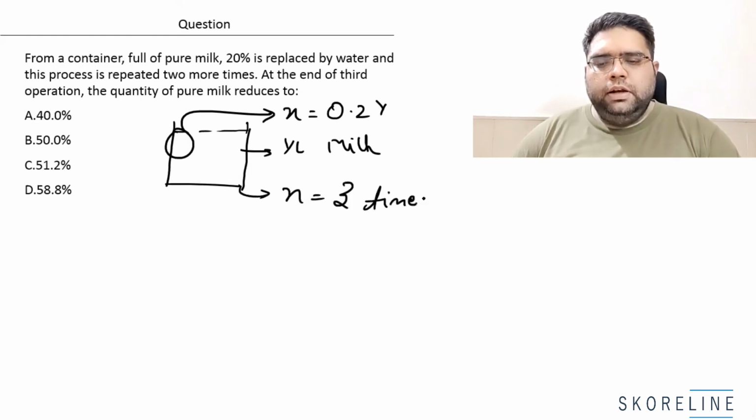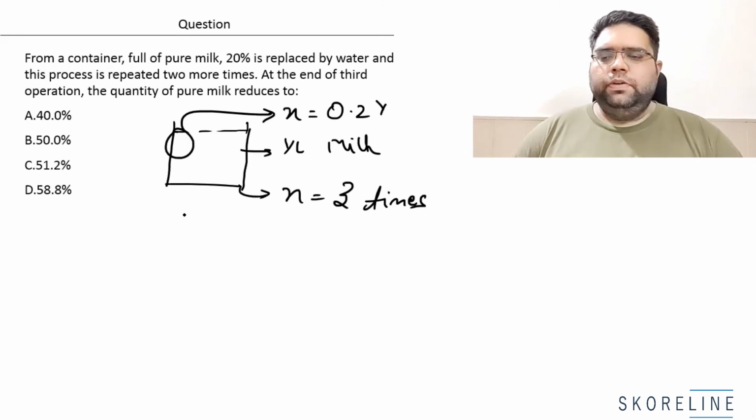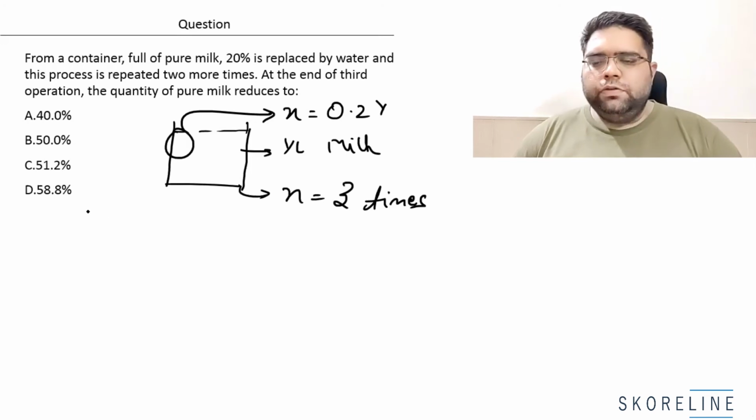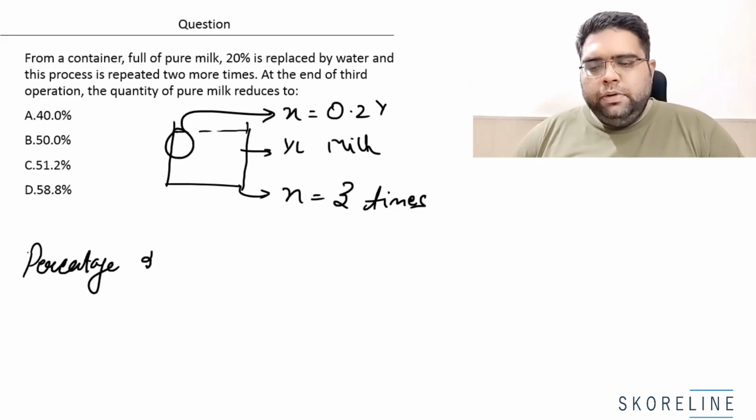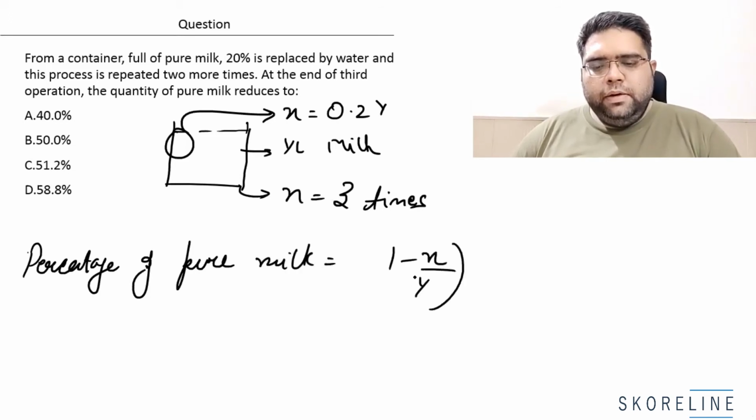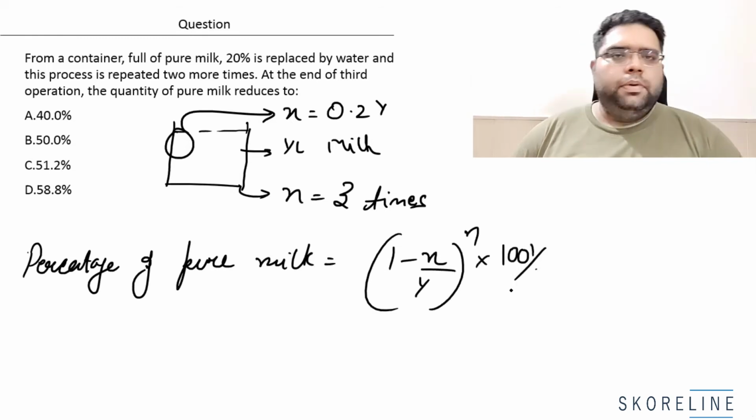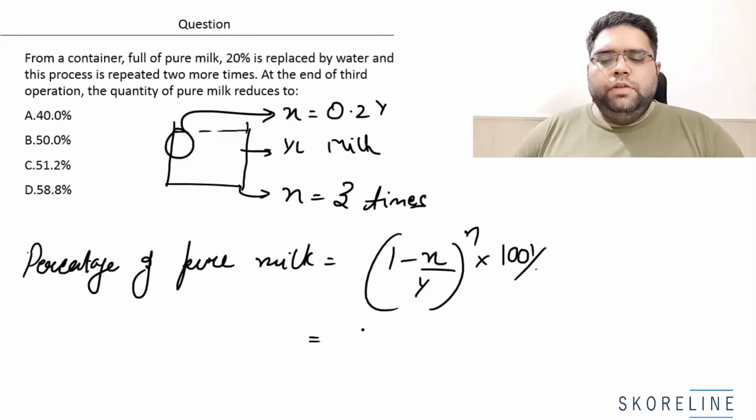N is 3, right? By the end of the third operation, the quantity of pure milk reduces to, basically we need to find the percentage of pure milk at the end of these 3 replacements. And so we'll use the percentage formula here. Percentage of pure milk is (1 minus x upon y) power n into 100%. That's it. A simple formula.